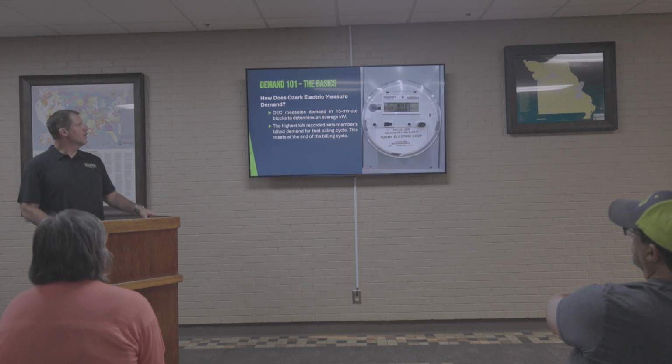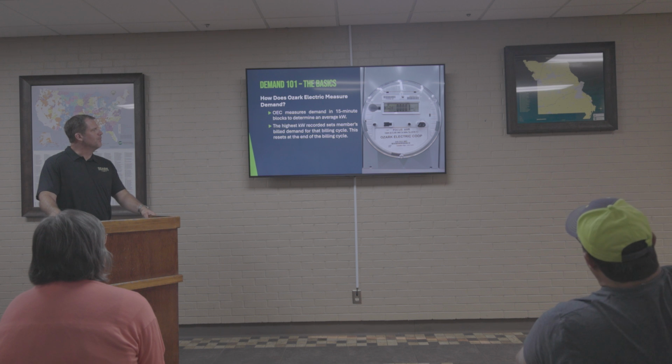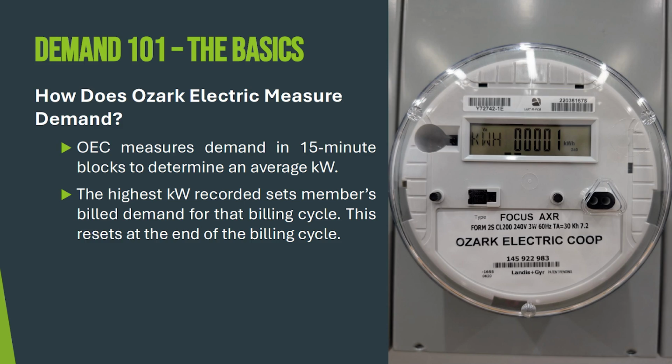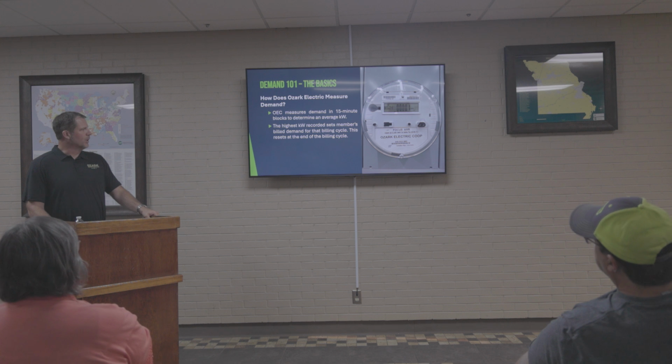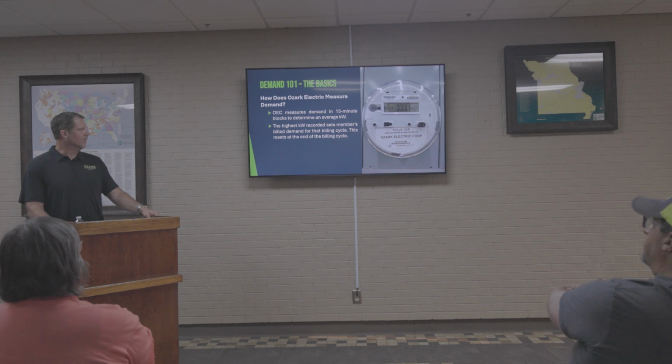All right. So how does Ozark Electric measure demand? We measure demand in 15-minute blocks to determine an average KW. Within that 15-minute block, if you've got a 6 and then an 8, then a 6, then an 8, the meter's always reading that instantaneous demand. That 15-minute block is going to be a 7, the average between the two. That highest average is recorded, and it sets the meter's billed demand for that billing cycle, and that does reset at the end of each month.